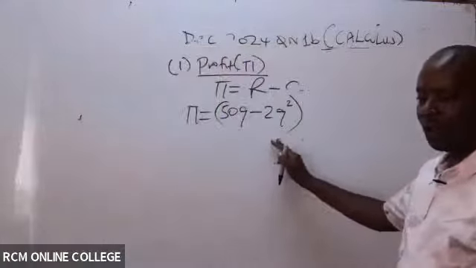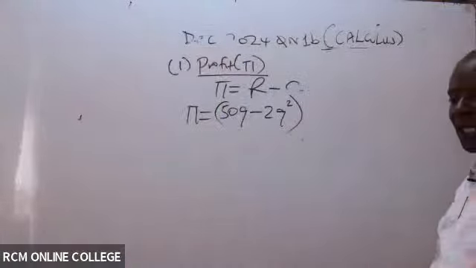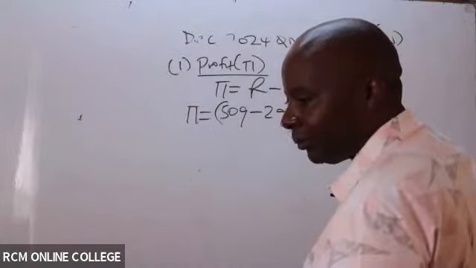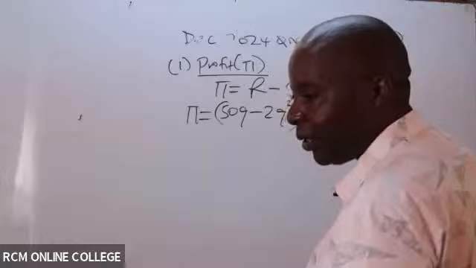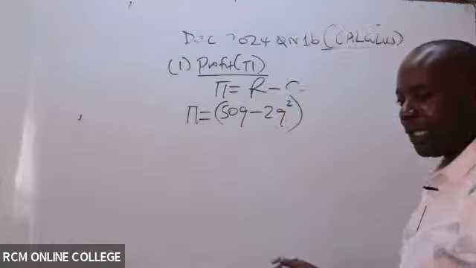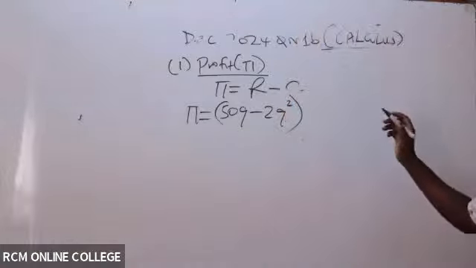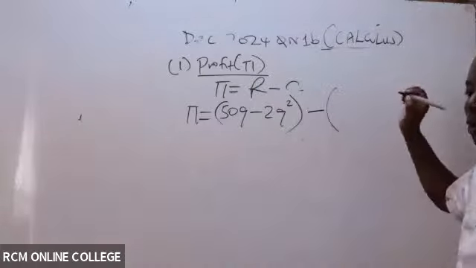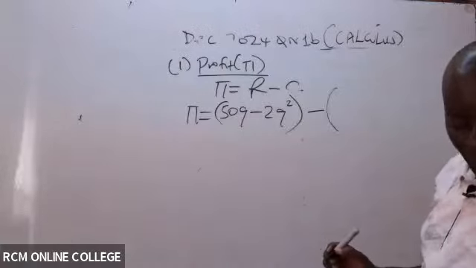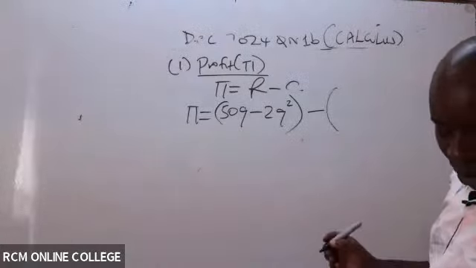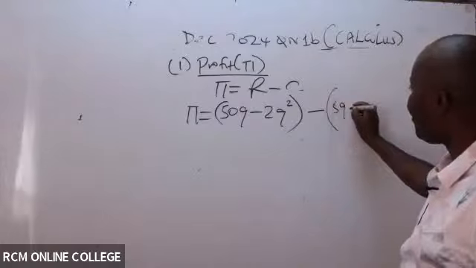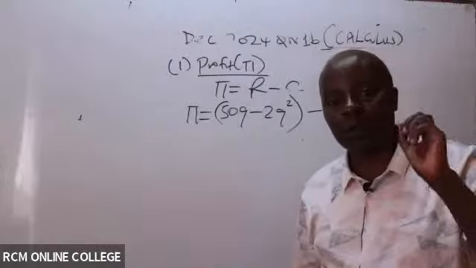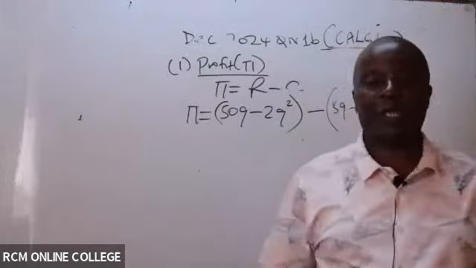Do we remember this function? So profit is 50Q minus 2Q squared, minus cost. The cost function, we already have it. If you remember very well, our cost function was 5Q minus 16.